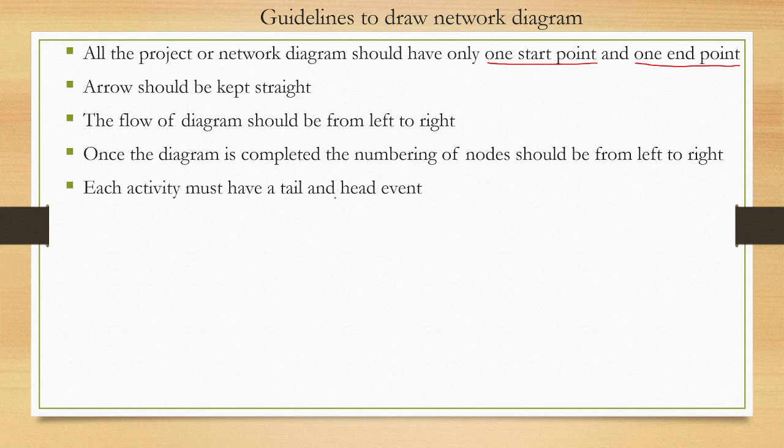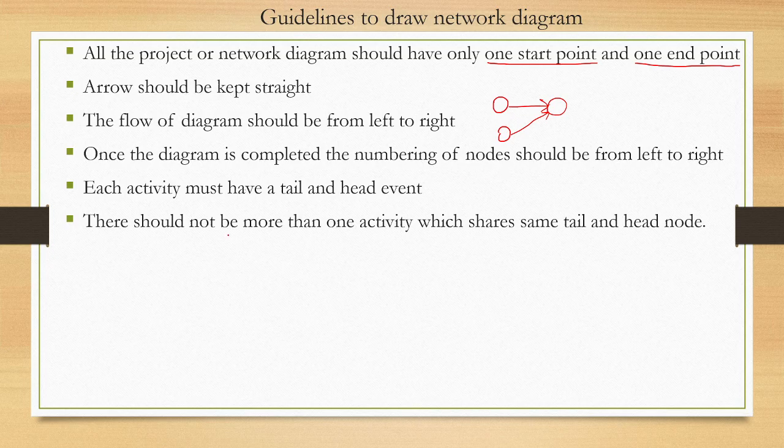Each activity must have a tail and a head event. These two nodes are the tail event and head event. So every activity must have a tail and head event. It doesn't matter whether it is merging or bursting, for example this one, but it has one tail event and one head event. There should not be more than one activity which shares the same tail and head node.